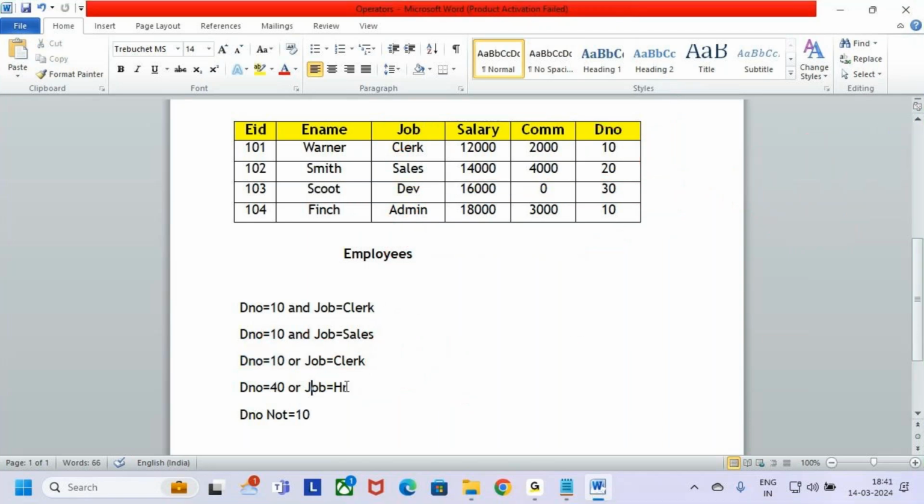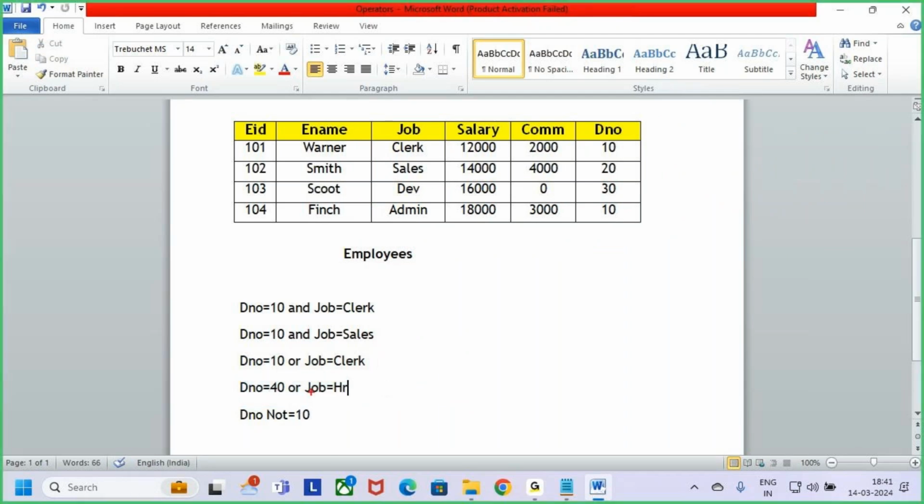Next, my requirement is, I want to identify... my first condition is department number is equal to 40. First condition is department number is equal to 40. Let me take the first condition as department number is equal to 40.